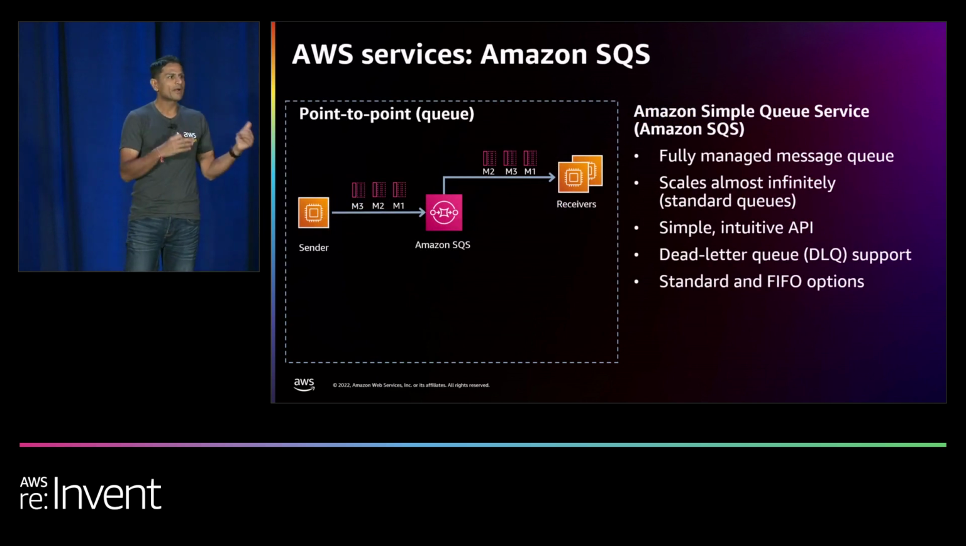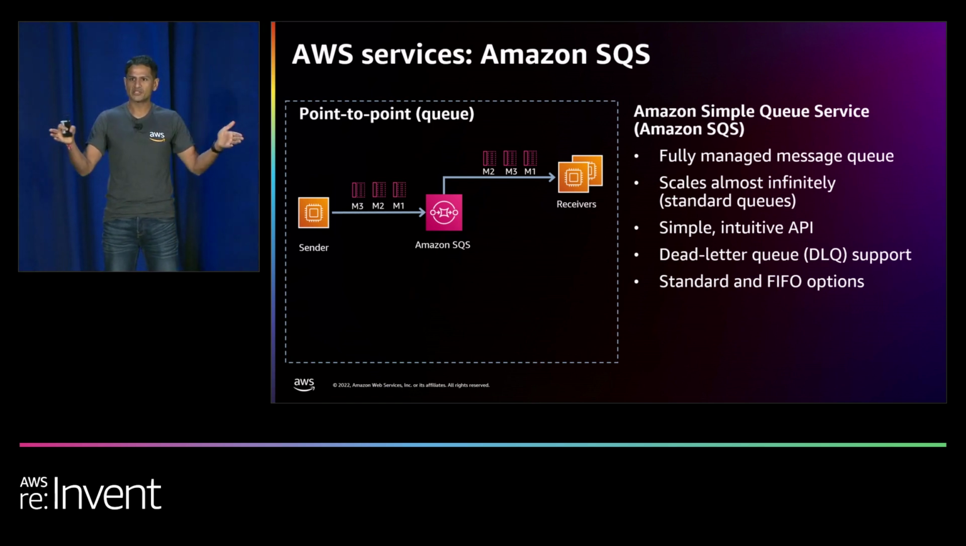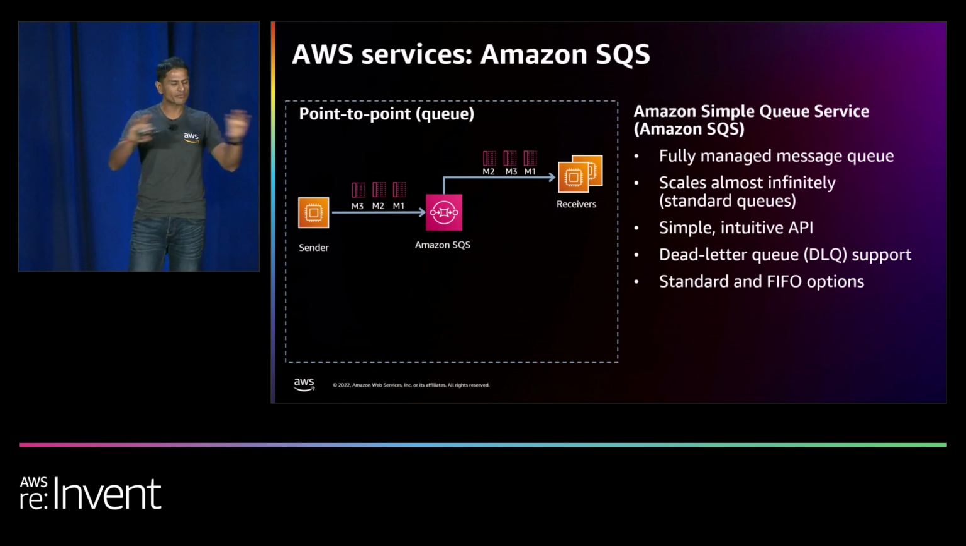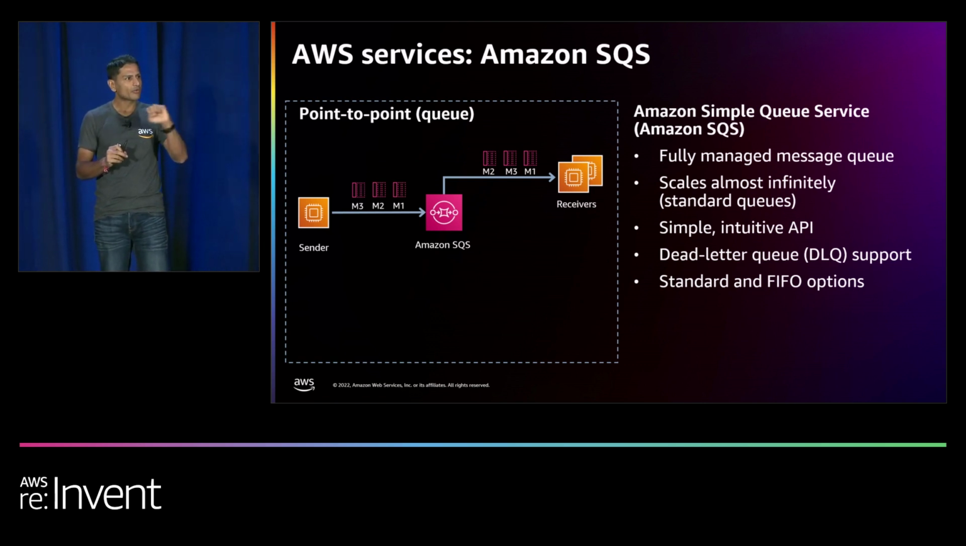To implement a queue pattern on AWS, you can take advantage of Amazon's Simple Queue Service. It is a fully managed message queue, and that means there is no infrastructure to provision, there's no software to install on an EC2 instance. Once you spin up an SQS queue, Amazon is going to make sure the infrastructure behind the scenes to run that queue mechanism is already provisioned for you. It scales infinitely, and you don't have to worry about scaling or adding additional servers. And it provides a simple API to interact with the queue.